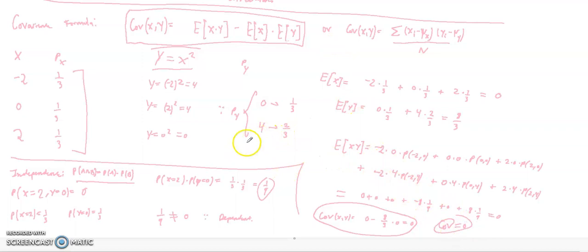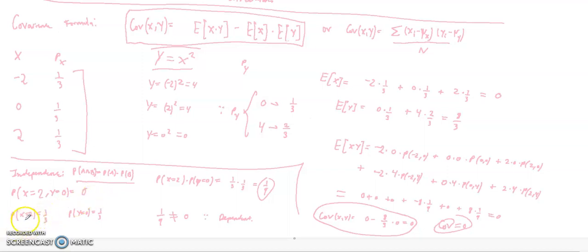But what about independence? We know independence means the probability of a and b, or x and y in this case, equals the probability of x times the probability of y. So we look at just random numbers. The probability of x equaling 2 and y equaling 0, well, that's impossible. So its probability is 0.